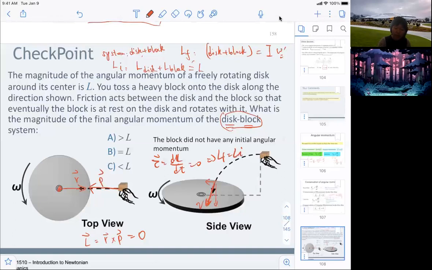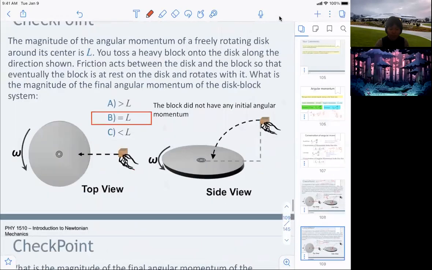So what is the final angular momentum of the block-disc system? It's still L, equal to before. That is the answer to this question.